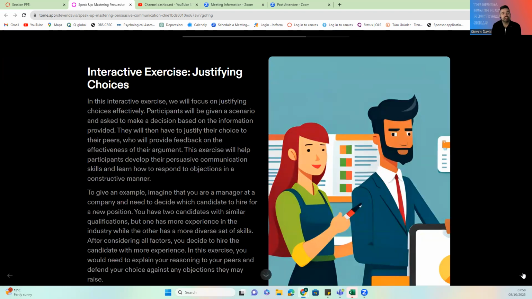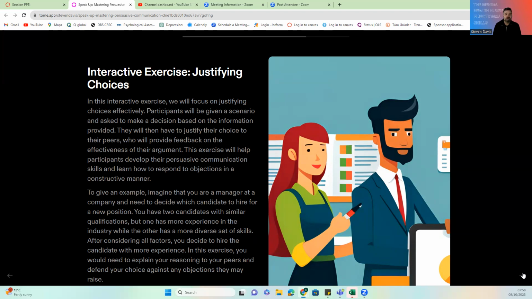Justifying choices. This activity will help you justify your choices. Participants will be given a scenario. They'll be asked to make a decision based on the information provided. They'll have to justify their choices to their peers and provide feedback on the effectiveness of their argument. The exercise will help participants develop persuasive communication skills and learn how to respond to objections in a constructive manner.